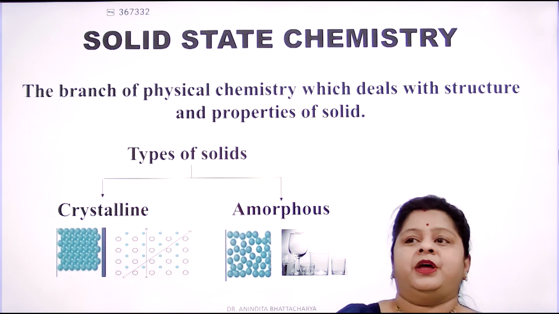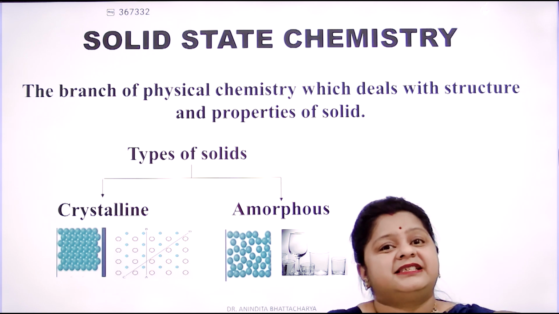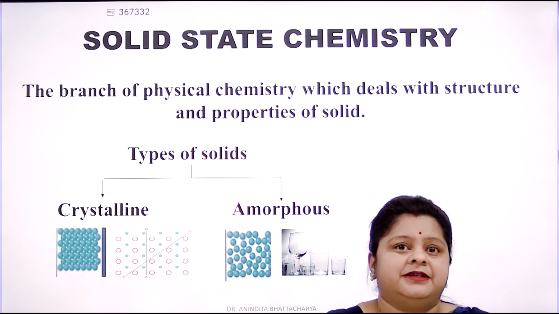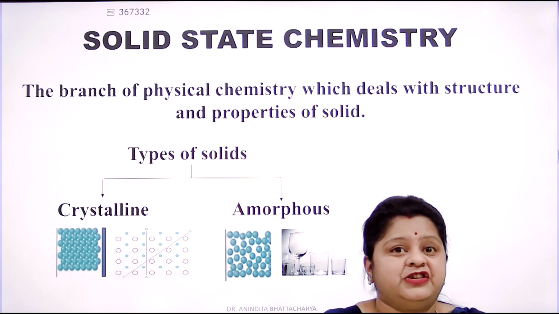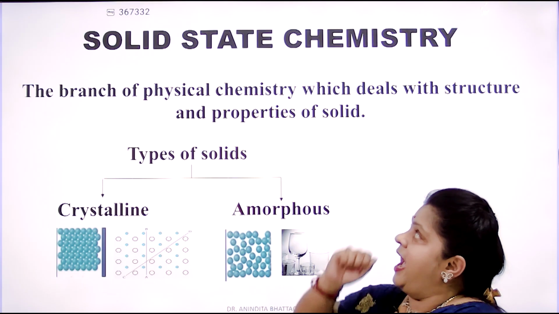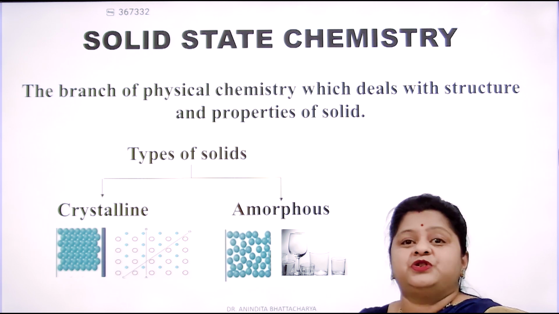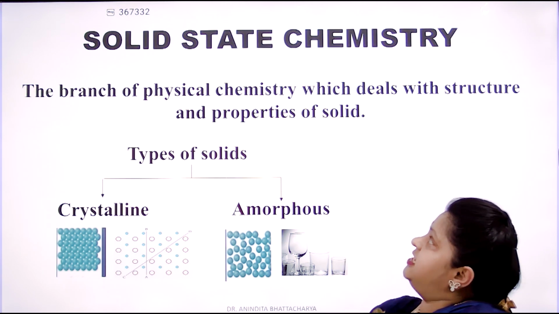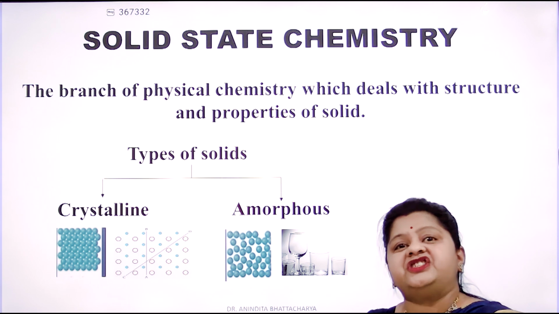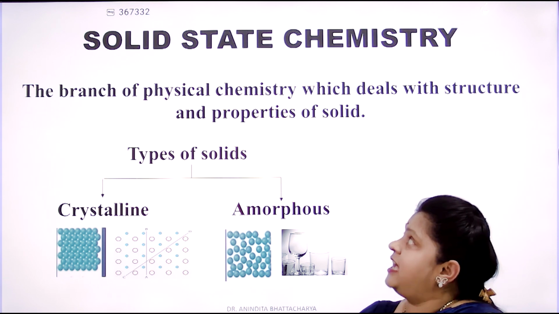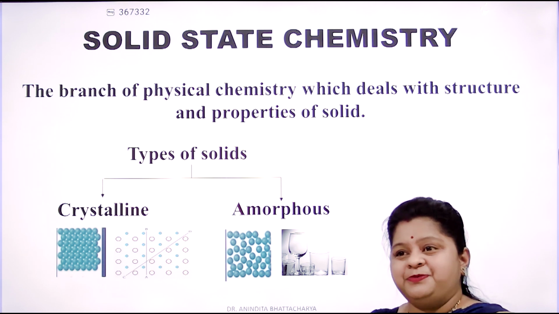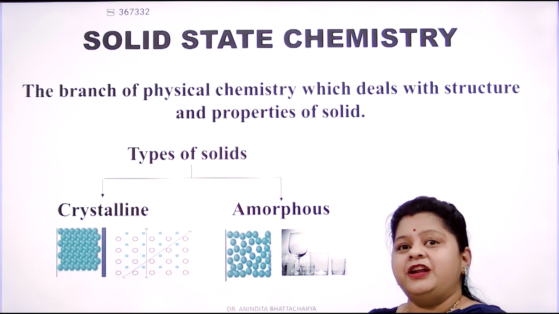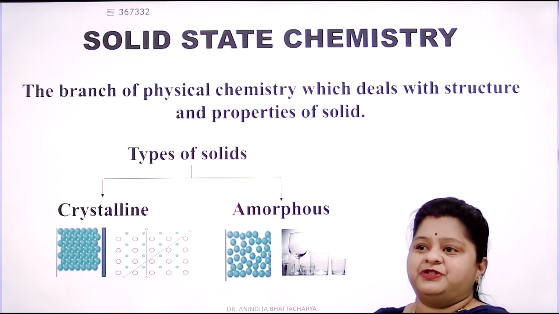So, the study of solids is very important. What is the crystal structure? How are they arranged? For this, we have solid state chemistry, which is the physical chemistry which deals with the structure and properties of solids. It is of two types: we have crystalline solids and we have amorphous solids.